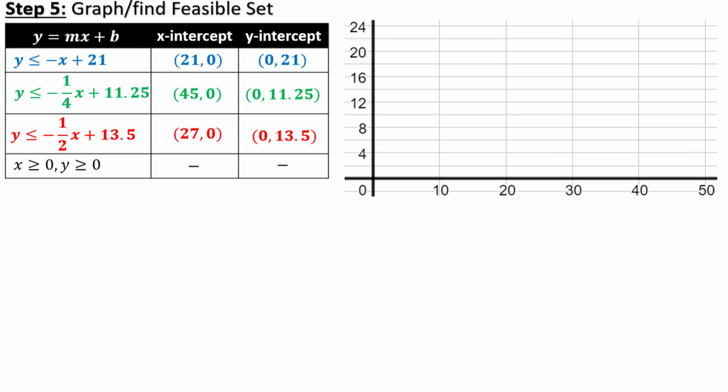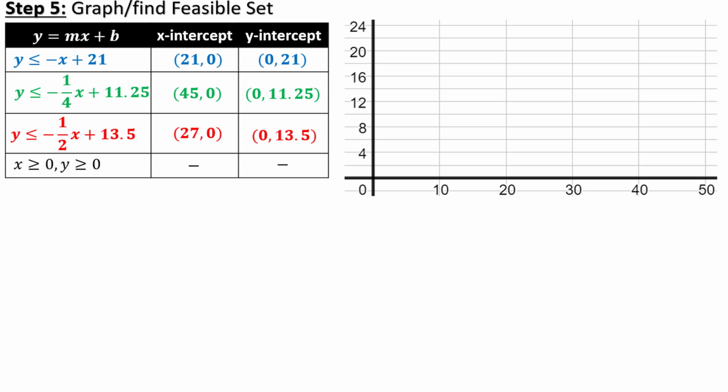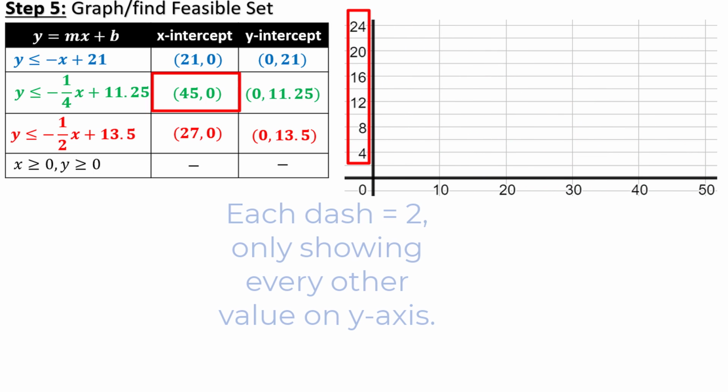Step 5 is to graph the inequalities and find the feasible set. We will graph with the intercepts. I like to make a nice scale so that I can fit all the intercepts easily onto the graph. So here I have the x values going up by 10s to account for my largest x-intercept of 45, and the y values I only have going up by 2s, since my largest y-intercept is only at 21. Plot each intercept and connect the dots to draw the lines.